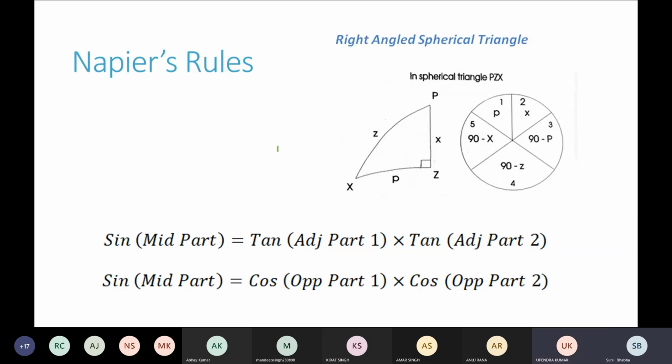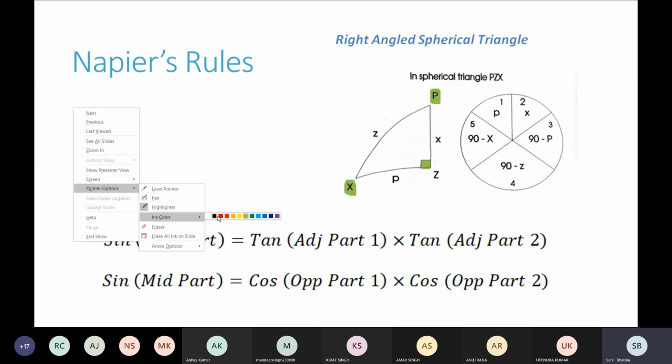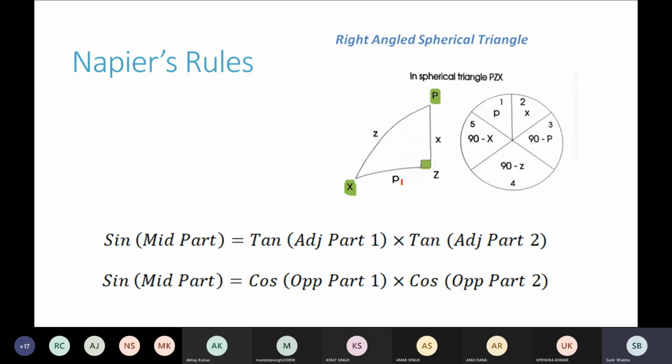Side PX and angle X. Angle P and angle X. Okay, so angle P is known to you. What else, beta? Sir, angle X. Okay, angle X. So other than this 90-degree part, which is angle Z, let us say we know angle P and angle X. Now with these parts, we can find out anything else in this triangle. So what is the first part which you want to find out? Any one part you can tell me.